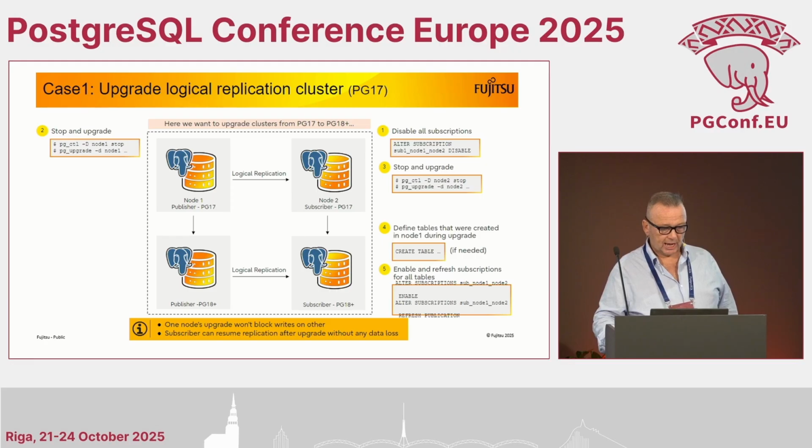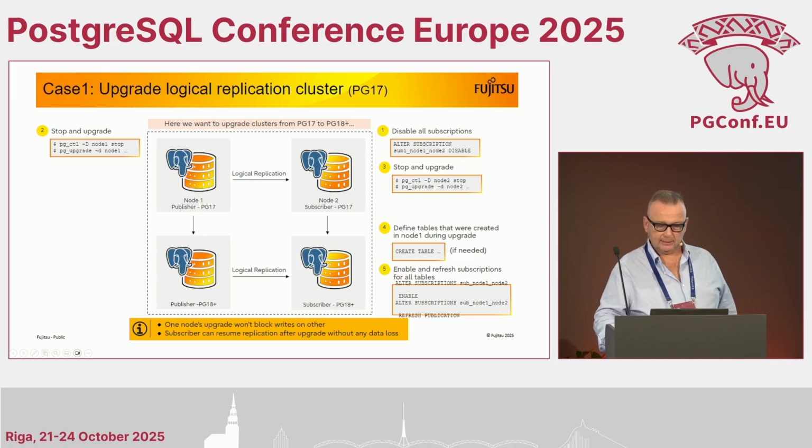So in the first use case that you can see here, it's a logical replication setup. And you can see that in this case it's unidirectional, but what it means is that you've got potentially all of your users accessing just node 1, but we're still replicating the logical replication over to node 2.